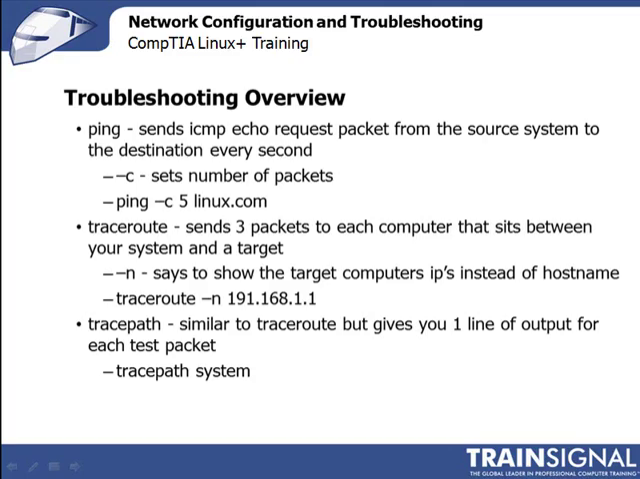The next command is traceroute, and this works by sending 3 packets to each computer that sits between your system and the target system. The -n option says to show the target computer's IP instead of the host name. Tracepath is a similar command, but it gives you one line of output for each test packet, and this can make the output a little longer.